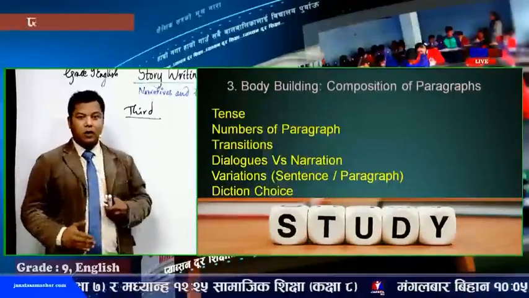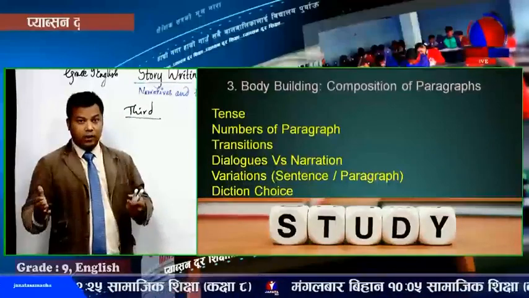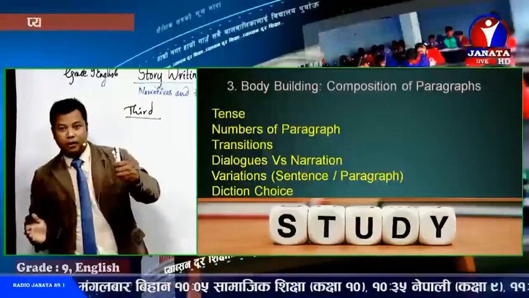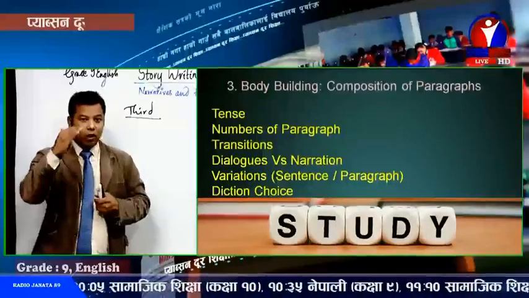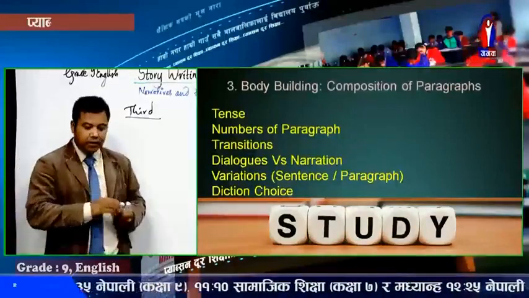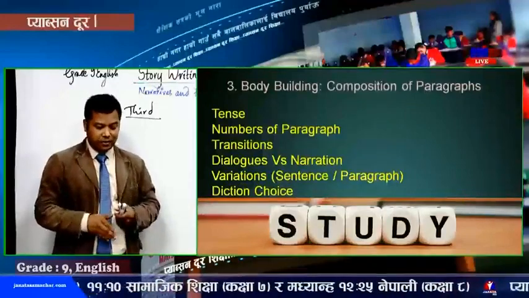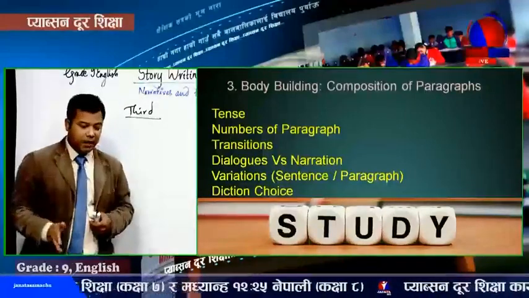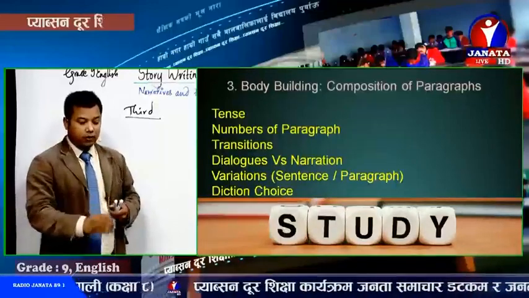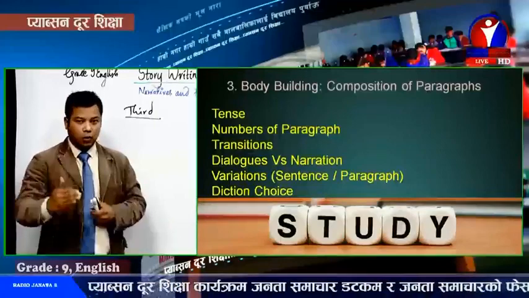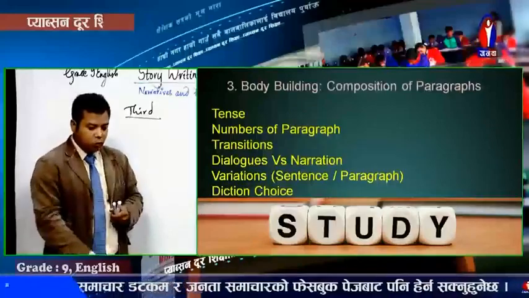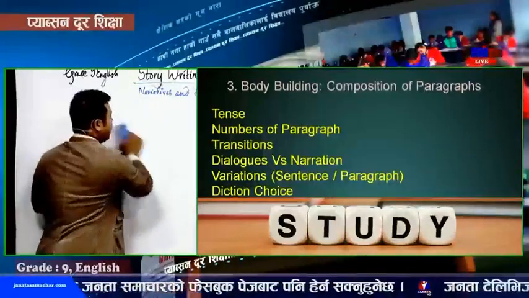But how do we now work on that story mountain? You've got to focus on the body-building of the story. The first part, which I explained to you a moment ago, was the title. After the title, you have to create the body. You have to develop the body. And what are the important parts in designing those bodies? Tense, number of paragraphs, transitions, dialogues versus narration, variation in sentence and paragraph, and diction choice. Now, we are going to explore each of these contents slowly. In every slide that I will display, I will try to explain the ideas on the board here.